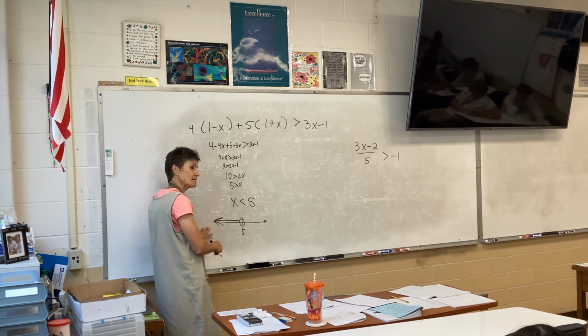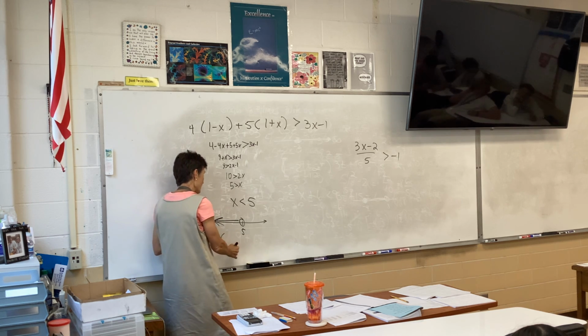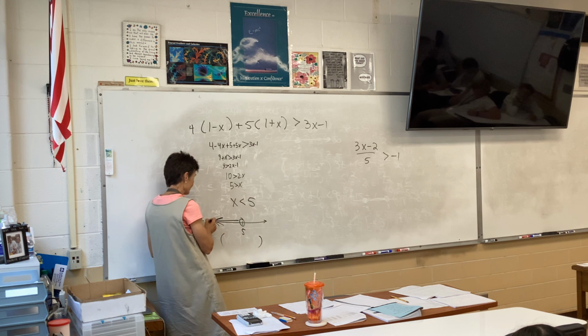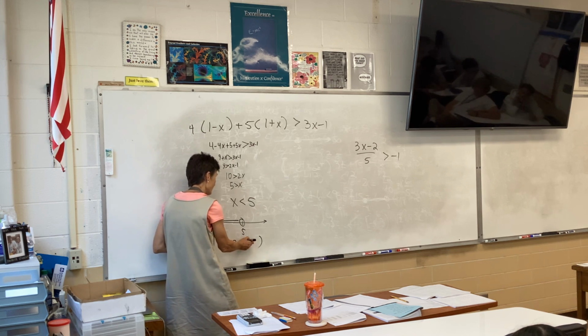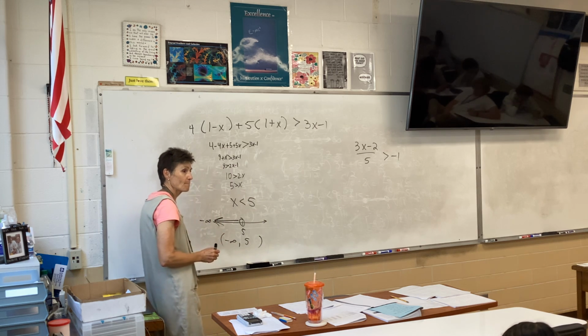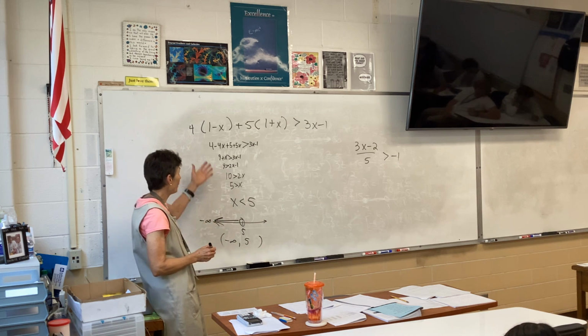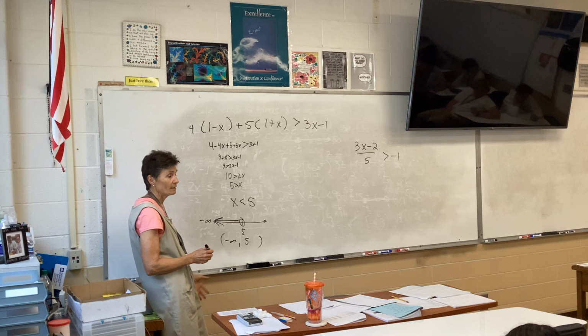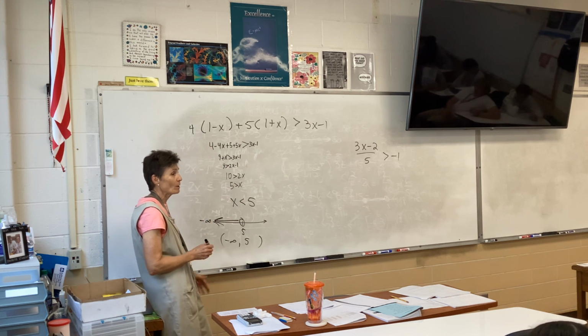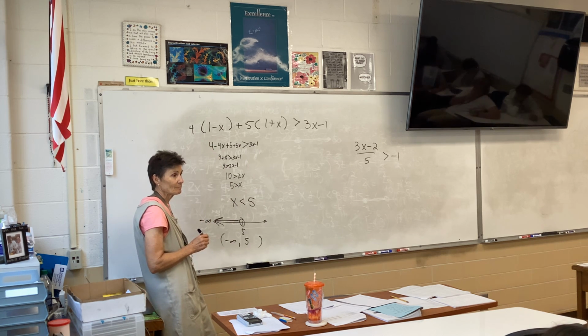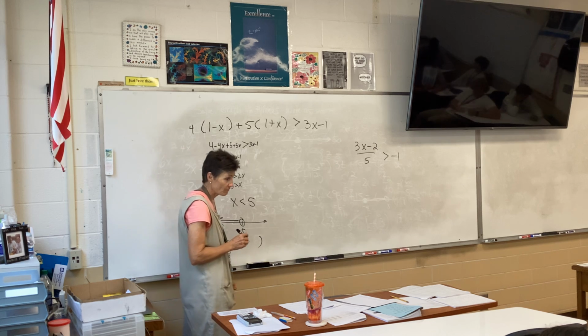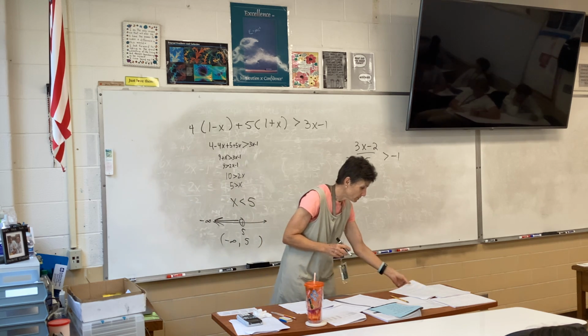Did anybody go ahead and write this as an interval? What interval did you write here? Negative infinity, comma, 5. Does anyone have a question about that? Beautifully done, Olivia, thank you. Anybody have a question about it? Okay, hang in there, guys, just three more to go.